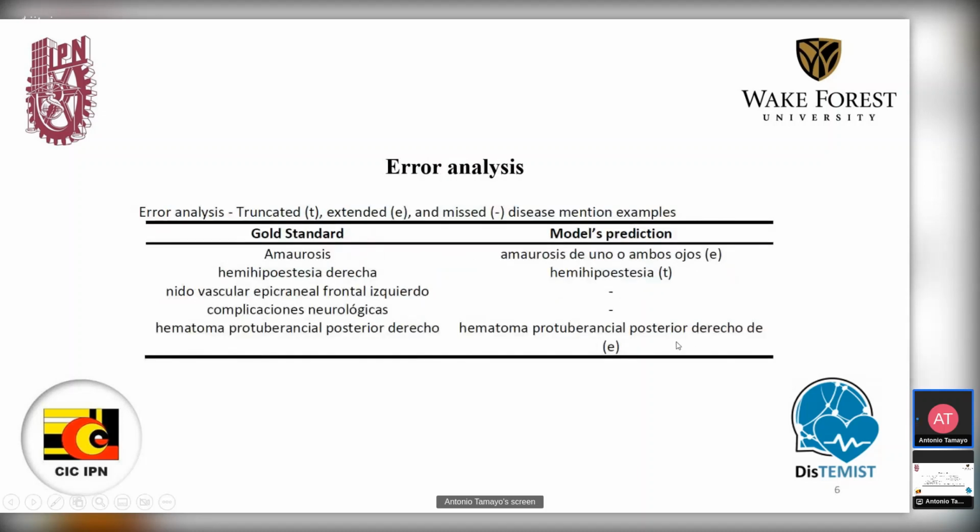Here in this table, we can see the error analysis for our system. We define the truncated error, extended error, and missed error. In the left column of the table, we can see the gold standard, and in the right column of the table, we can see the model's prediction. With the labels, we can identify what type of error we have.